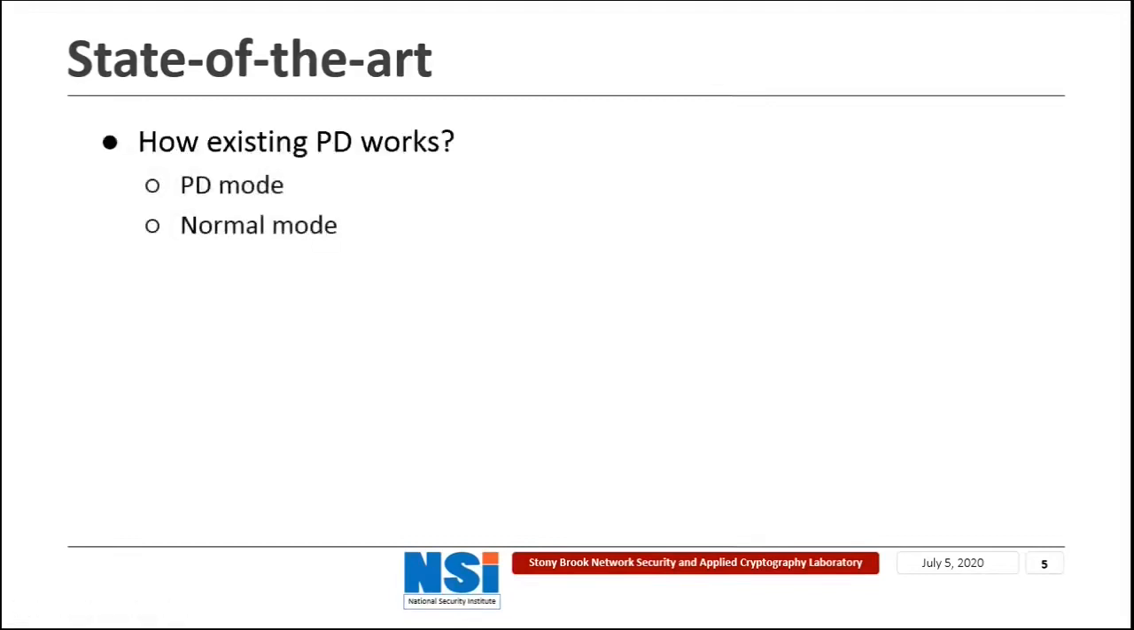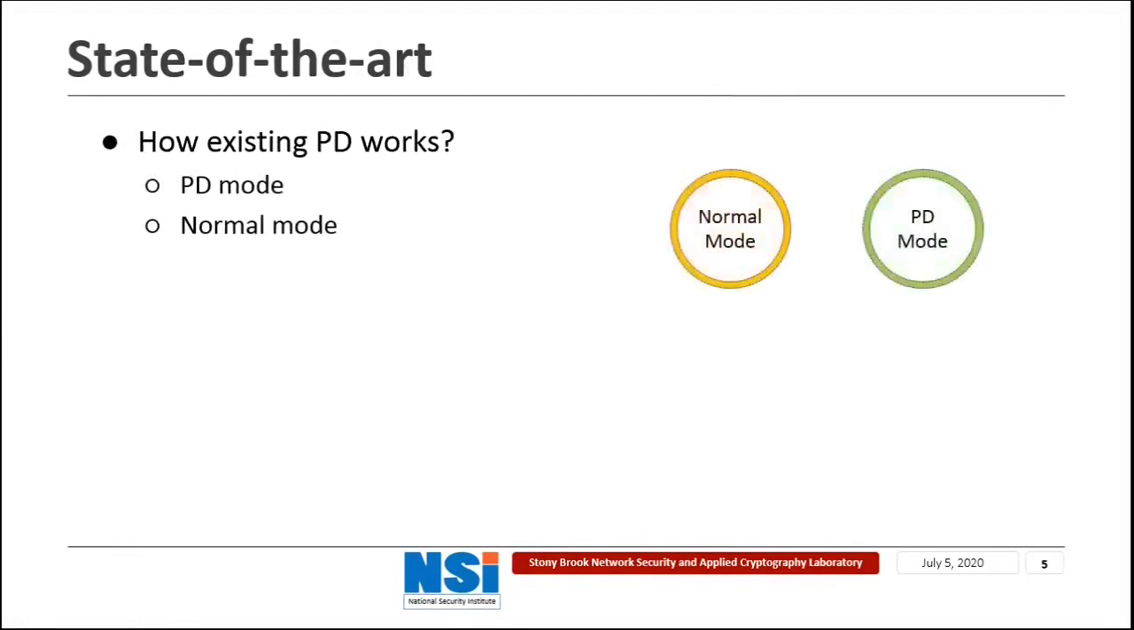Currently, people design PD schemes with two modes, the normal mode and the PD mode. A user who uses a PD scheme should make a choice about which mode to use. When he chooses the normal mode, he is allowed to store public data in the storage device, while when he chooses the PD mode, he is allowed to store both public data and hidden data in the storage device. A PD scheme helps the user hide which mode he is using, so the adversary cannot know whether the user has stored any hidden data in the storage device or not.